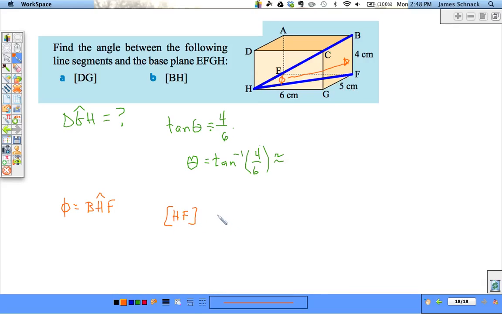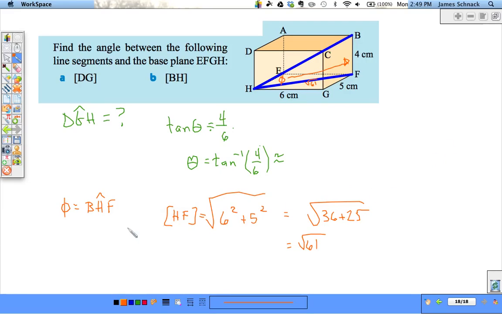We looked at quite a few problems like this back when we were doing three-dimensional problem solving in the Pythagorean theorem unit. So HF is going to be, that's the hypotenuse of triangle HGF. So 6 squared plus 5 squared, square root, that's the Pythagorean theorem, equals 36 plus 25. And that is the square root of 61. Yeah, cool. So now I know the opposite side. I also know the adjacent side.